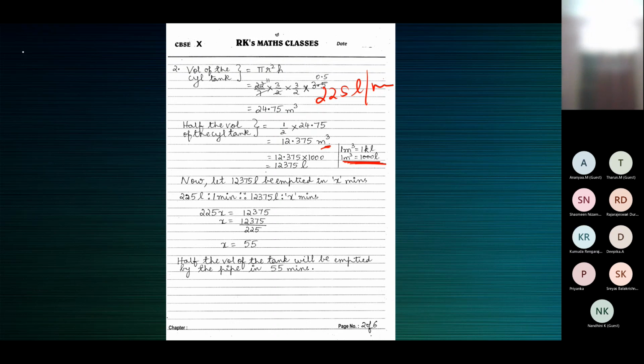Half the volume of the tank is 12.375 meter cubed. Repeat: half the volume of the tank is 12.375 meter cubed. Unmute and say that. Very good. Now it's in meter cubed, right? We need to convert that to liters. Now say 1 meter cubed is 1,000 liters.